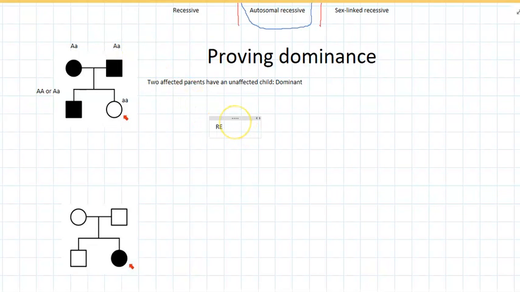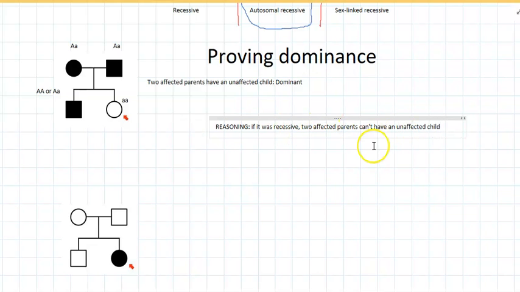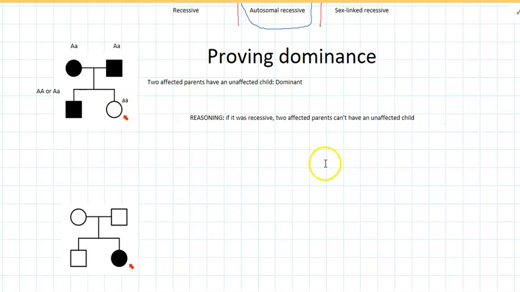Okay, so our reasoning there is that if it was recessive, two affected parents can't have a healthy child or have an unaffected child. We might not be talking about a disease, so they're just not affected by whatever trait we're talking about.